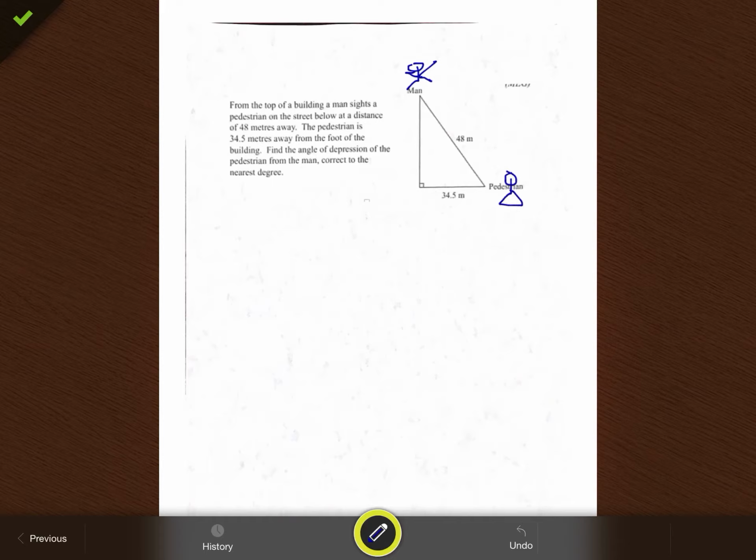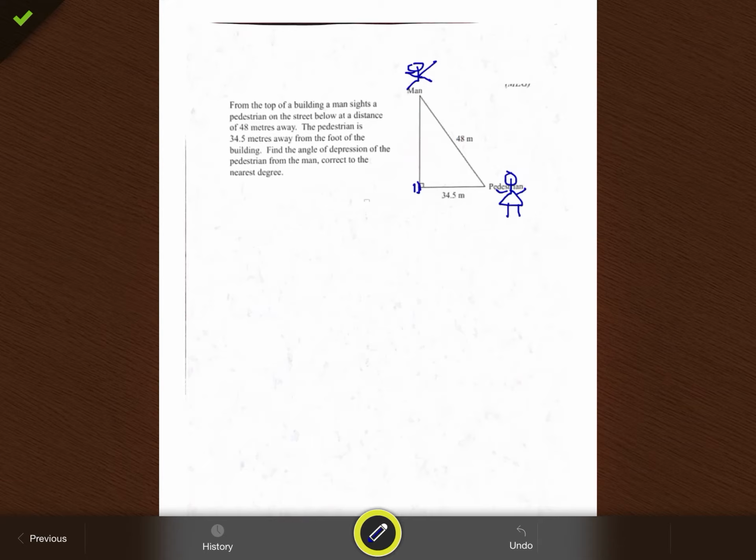He sees another person. We'll make her walking along the street. Okay, and he's 48 meters away. The pedestrian is 34.5 meters away from the foot of the building. So I guess the building is right here. Okay, that's your building. That's how far the pedestrian is from the building, 34.5 meters.